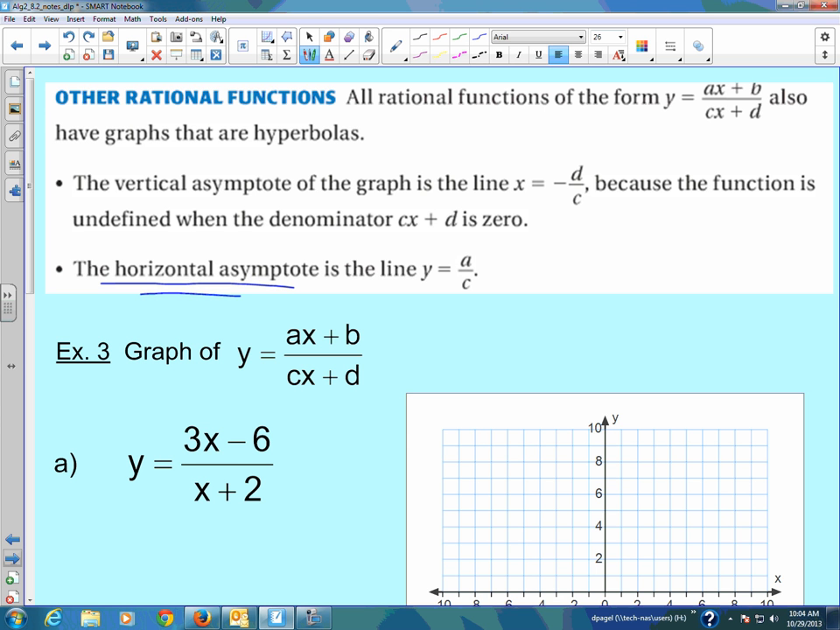Now you'll notice in the vertical asymptote how they're determining it. They have this equation, x equals negative d over c, and it looks fancy, but really it's what we've been doing all along. Take your denominator, set it equal to 0, and x would equal negative d over c, which is where that's coming from.